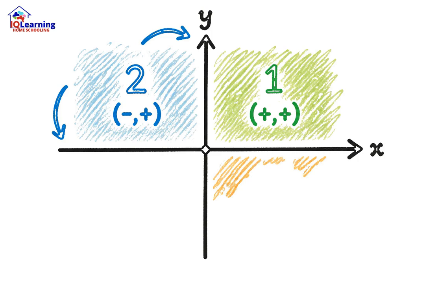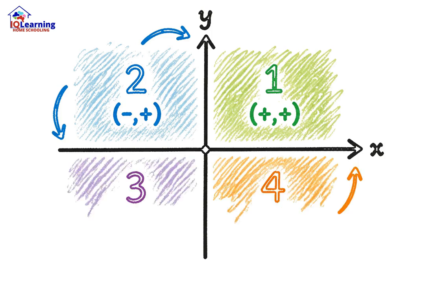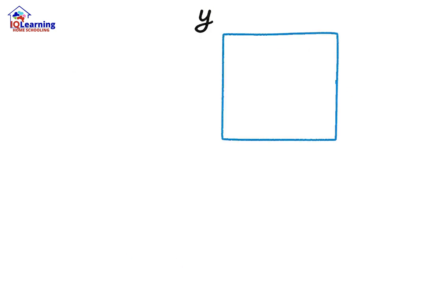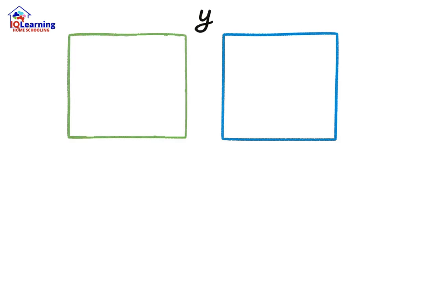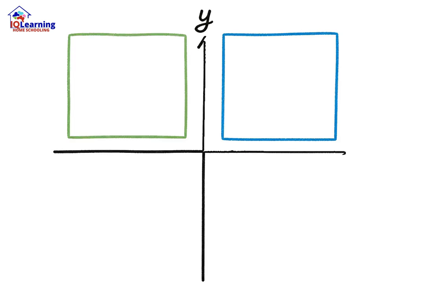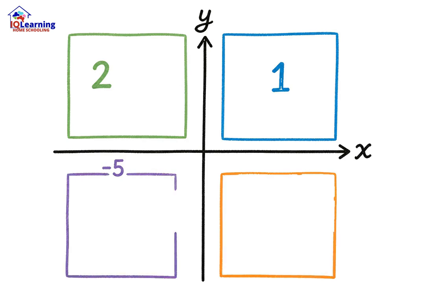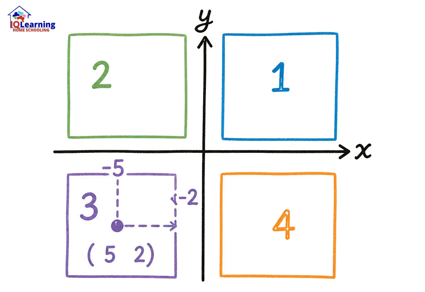The top right is quadrant 1, where both x and y coordinates are positive. From there, we number them counterclockwise. This gives us a quick mental shortcut. See a point like -5, -2? You know instantly it's in quadrant 3, the bottom left, because both numbers are negative. You can place a point without even seeing the grid, just by its signs.